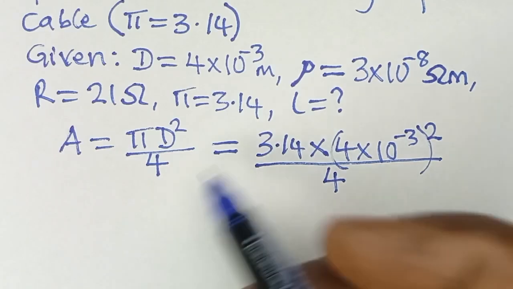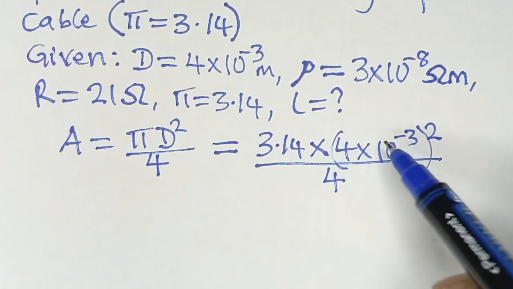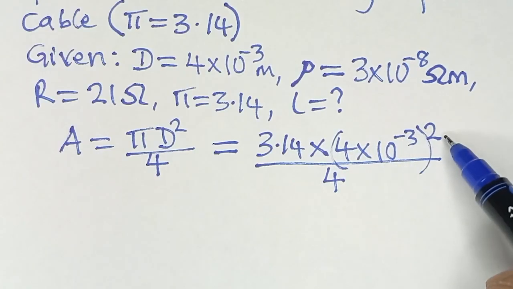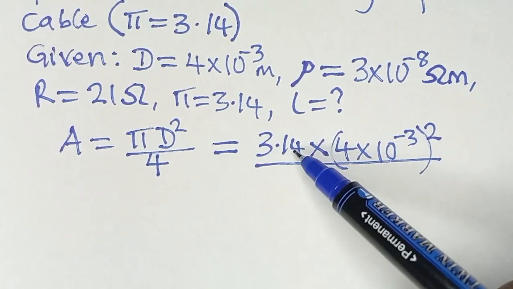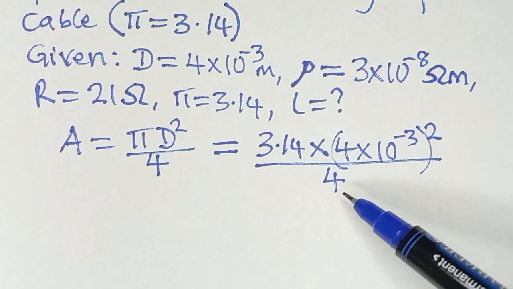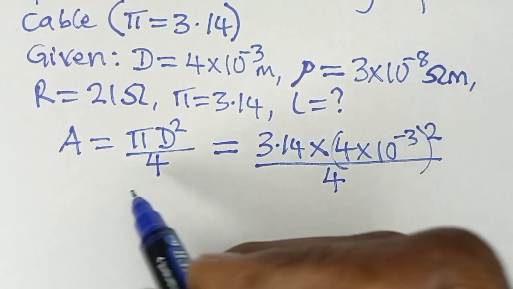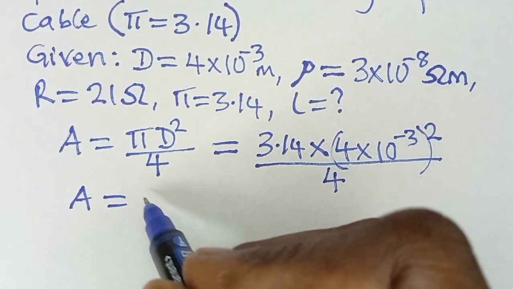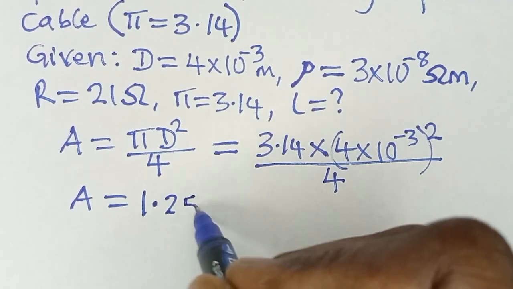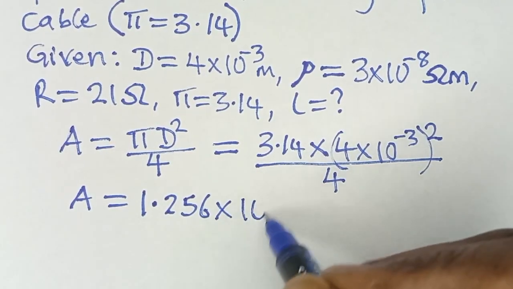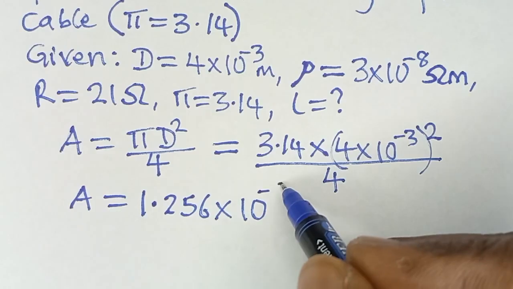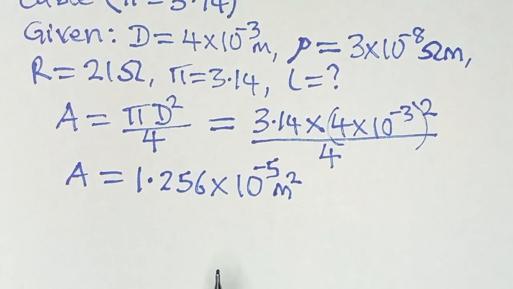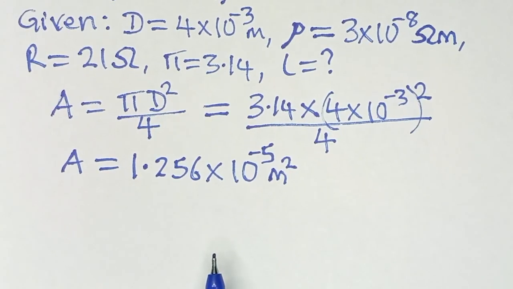So now, if you want to use your calculator, you have to do this part first to make it easier. Write this part in your calculator and square it. Whatever you get, multiply it by 3.14, and then finally you divide by 4. And that will give you the area of the cable as 1.256 multiplied by 10 raised to the power minus 5 meter square. So this is the area of the cable.